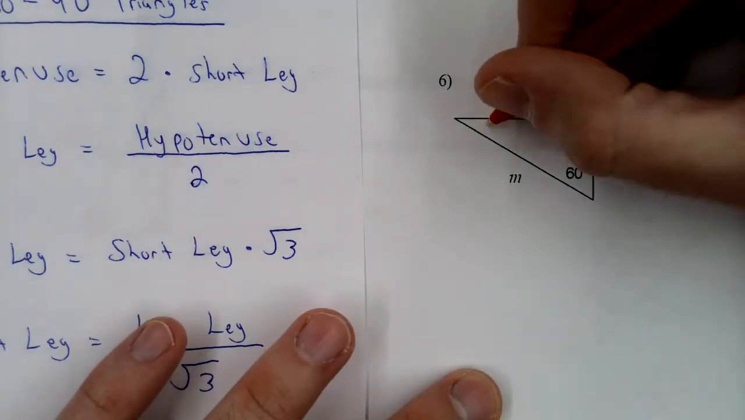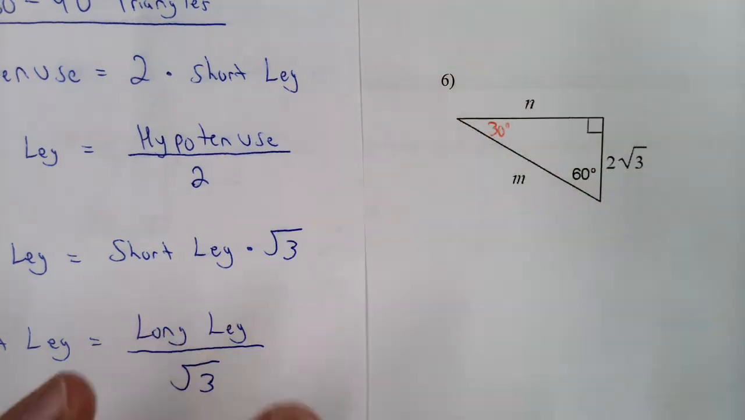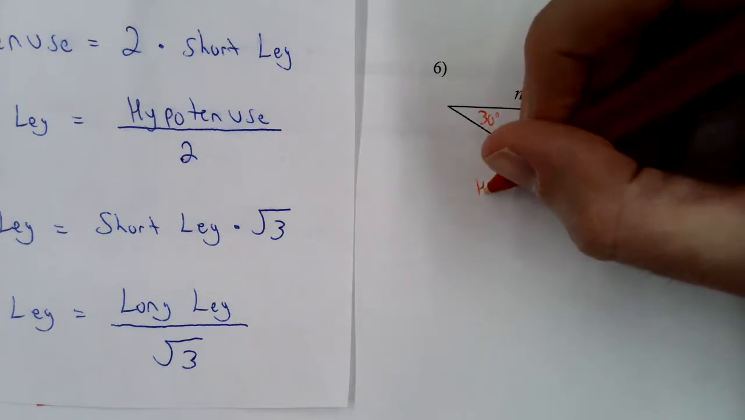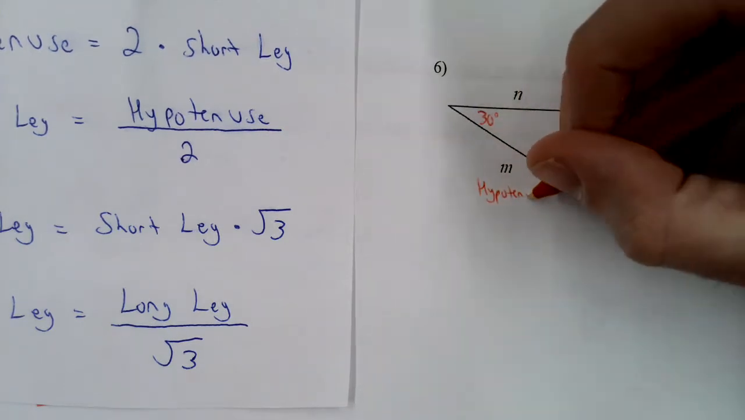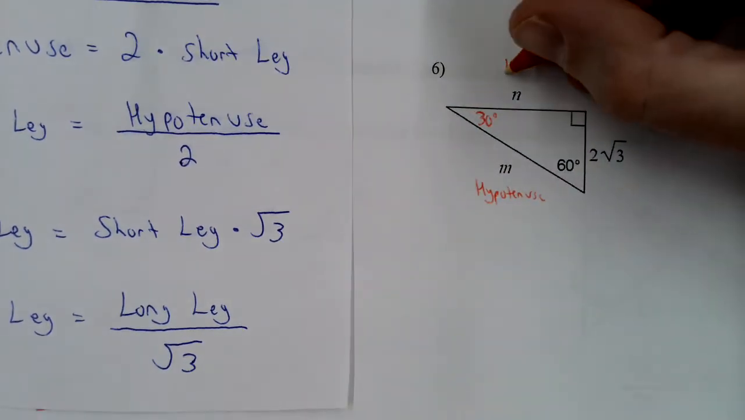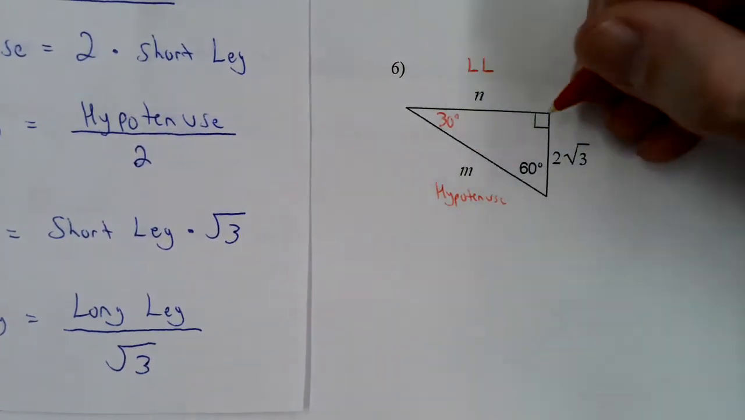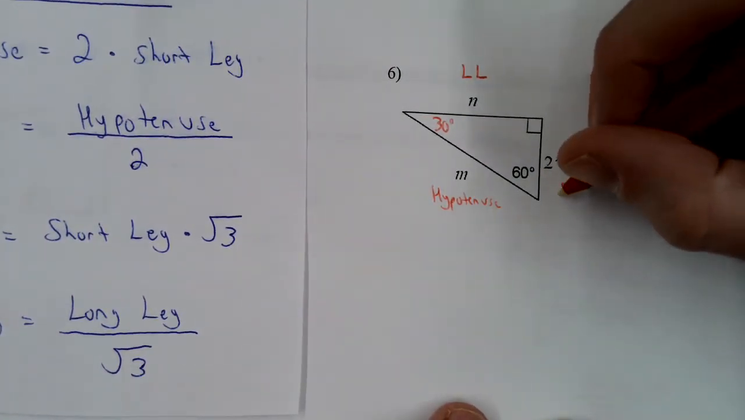Number 6, let's label this as 30 degrees. This is the hypotenuse. This is the long leg. I'll put LL for long. And this is the short leg. I'll put SL for short.